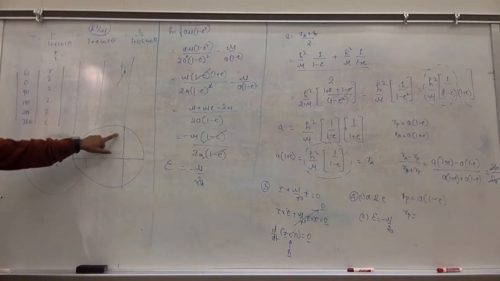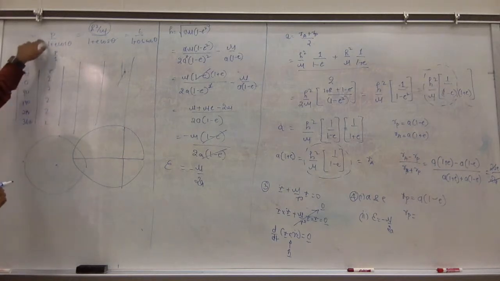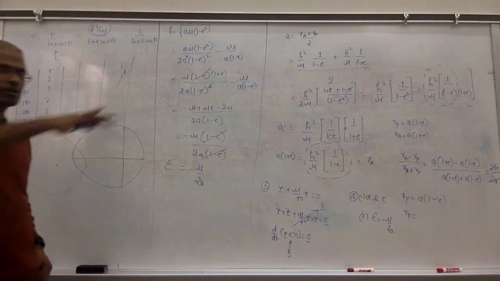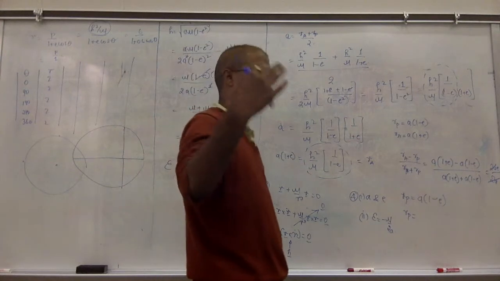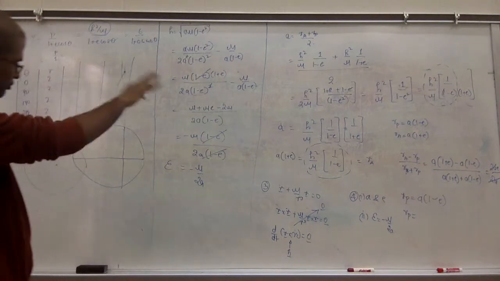But that distance will not be the P. This is not the P. P is actually something called the parameter. You can look it up. This is the equation of a conic section. Conic sections are nothing but what you get when you section a cone: circle, ellipse, parabola, and hyperbola. Alright, so this is it.